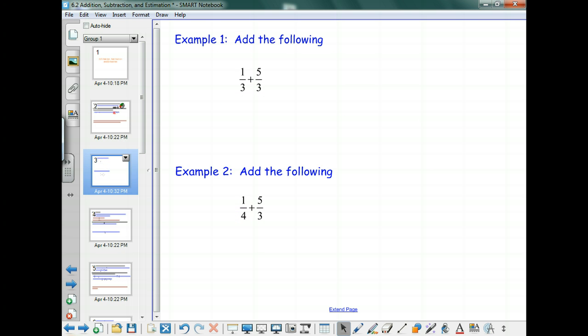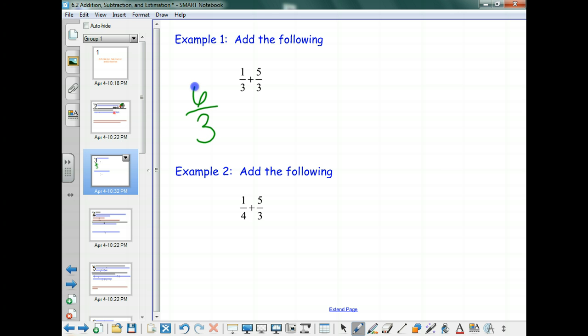All right, I need a volunteer. Kayla. We're going to have to start picking volunteers. All right, so Kayla. Somebody's telling Kayla, what are we going to do to add 1/3 and 5/3? Add the top. So what do you get, Kayla, if you add the top?